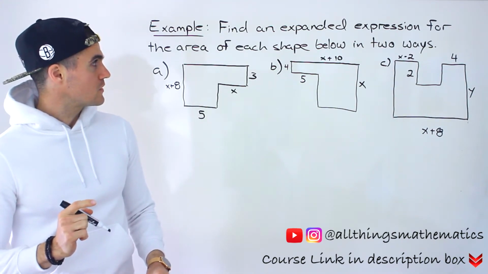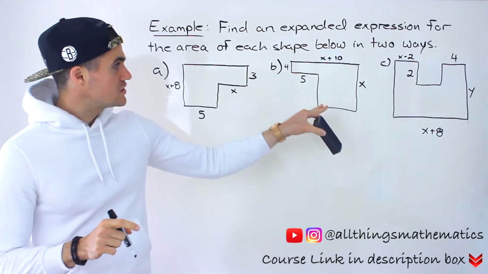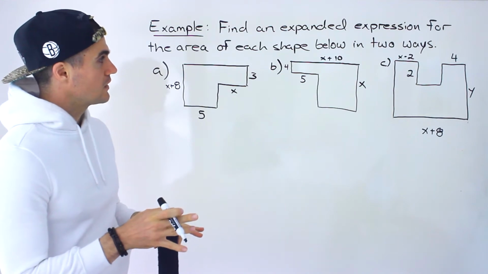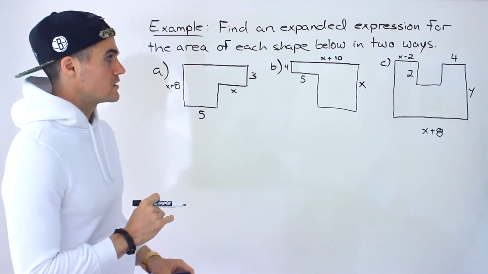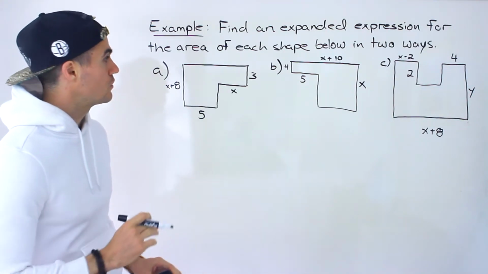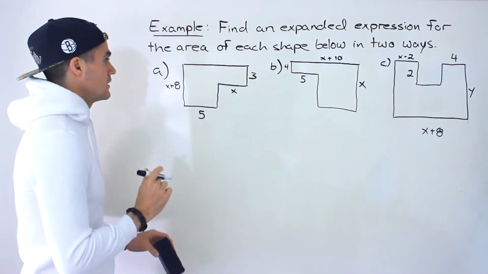So what we have to do is find an expanded expression for the area of each of these shapes here. Notice that there's three of them, and we have to find the area in two different ways. Usually there's actually even more than two ways to do it. We're just going to do two for each of these just to show you can approach these in different kinds of ways.